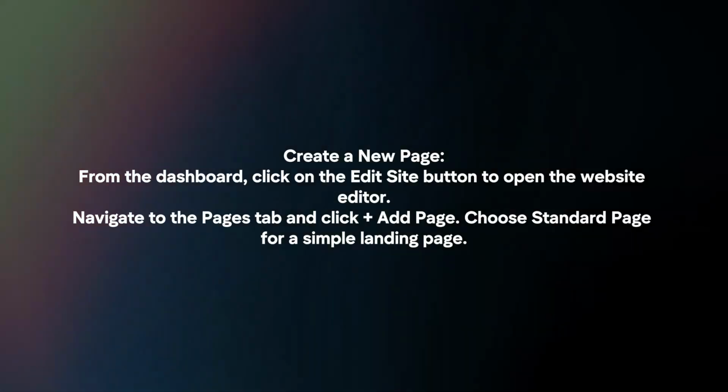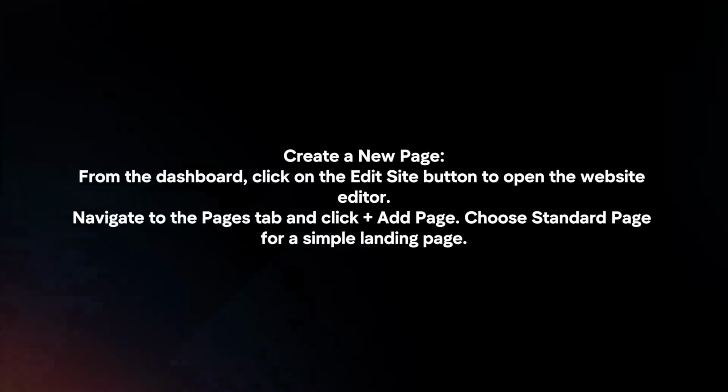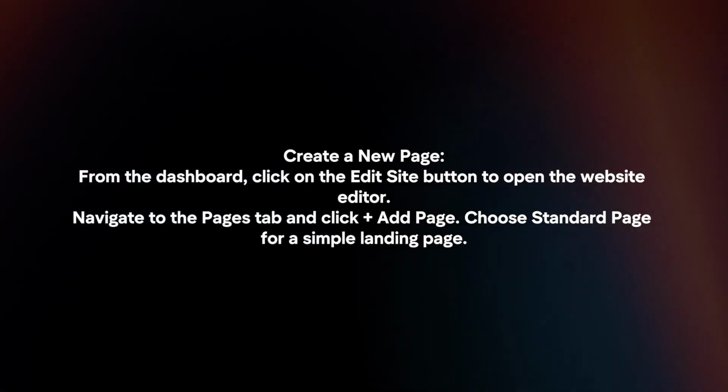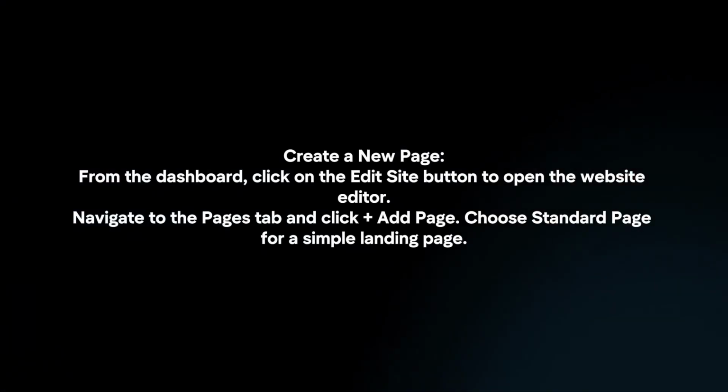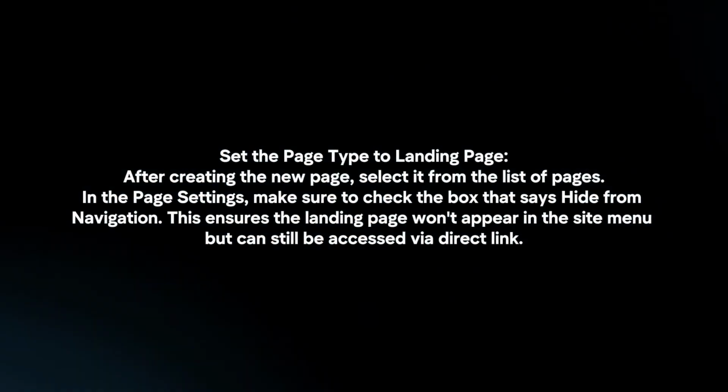Create a new page. From the dashboard, click on the Edit Site button to open the website editor. Navigate to the Pages tab and click plus Add Page. Choose Standard Page for a simple landing page. Set the page type to landing page.